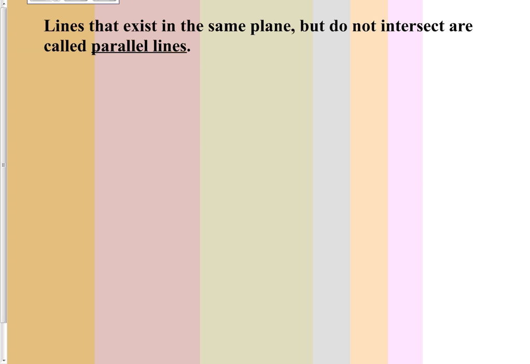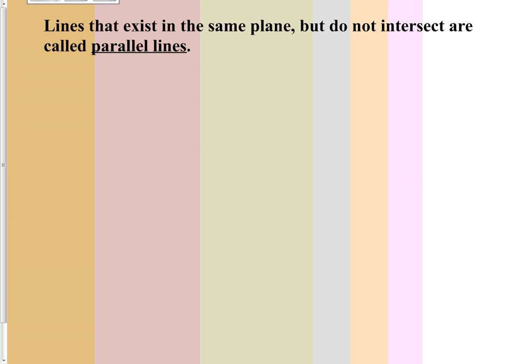Now here is a definition that y'all have had for a long time. However, the definition that you've had from junior high is unfortunately a little bit inadequate. Lines that exist in the same plane but do not intersect are called parallel lines. So the term parallel lines goes on the left side in your Cornell notes, and the definition goes over on the right. The definition is: lines that exist in the same plane but do not intersect are called parallel lines.